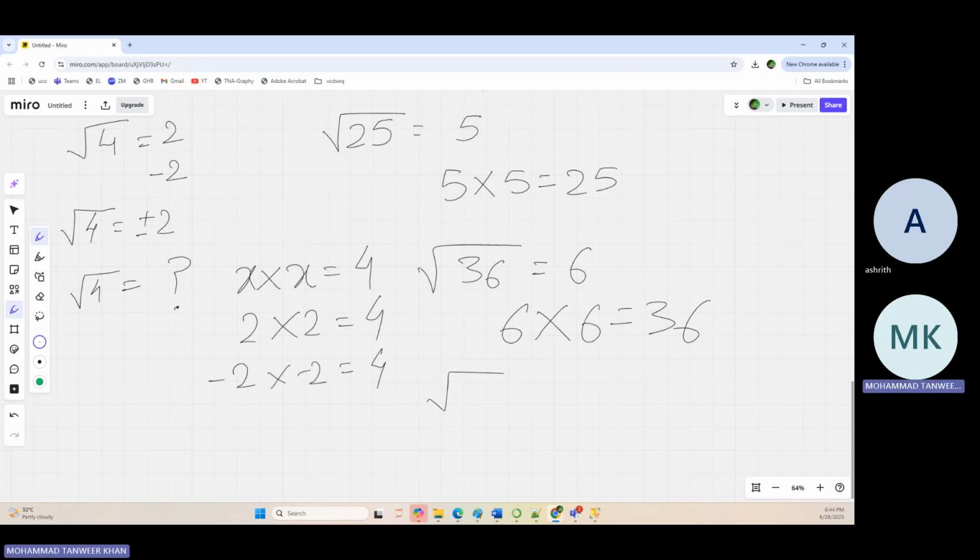Similarly, if someone asks you what is the square root of 36, what will you answer? Plus or minus 6. Why minus 6? Because 6 into 6 is 36 and minus 6 into minus 6 is also 36. Now this is clear, right? You understood the meaning of a square root and why we have to take plus and minus both.